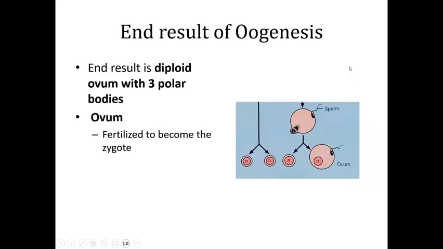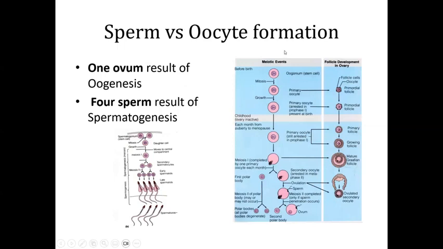The end result of oogenesis is a diploid ovum because the sperm brought its chromosomes, with 3 polar bodies. This is a test question. The ovum is fertilized to become what we call the zygote. When those chromosomes and the chromosomes from the ovum fuse together, it is now a zygote. And so take a look at sperm versus oocyte formations, spermatogenesis, oogenesis, understand the difference, how you always end up with 4 sperm at the end. However, in the egg, only if it's fertilized do you get 1 ovum and then 1 to 3 polar bodies.